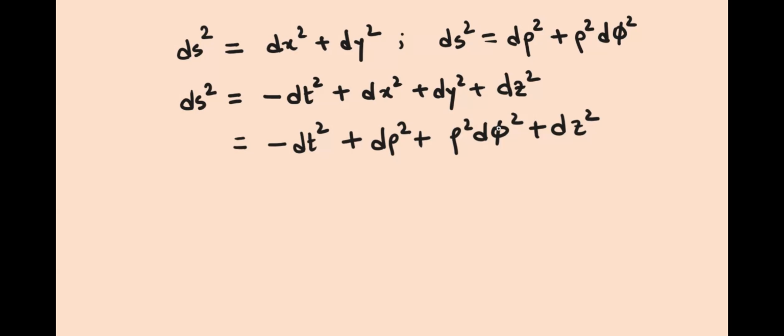So this is true for a flat space. In general, a coordinate system can have different coefficients than the coefficients we have in the flat metrics.